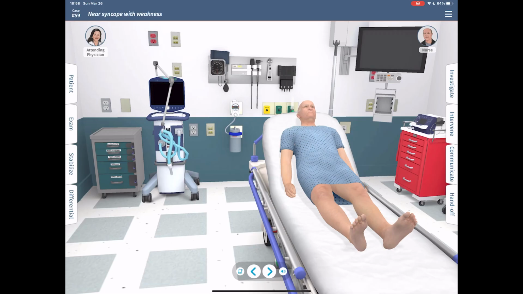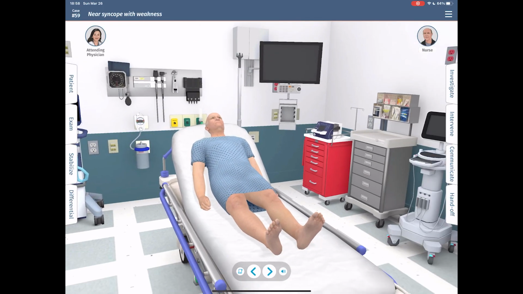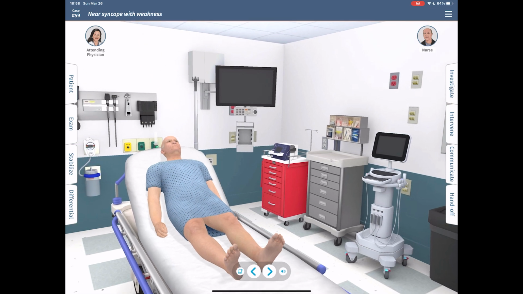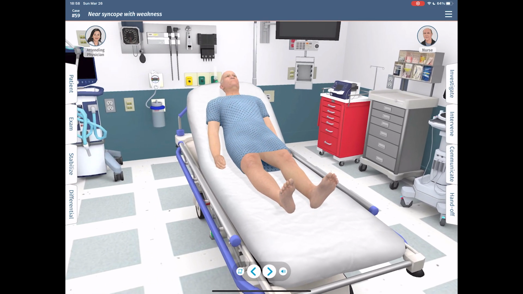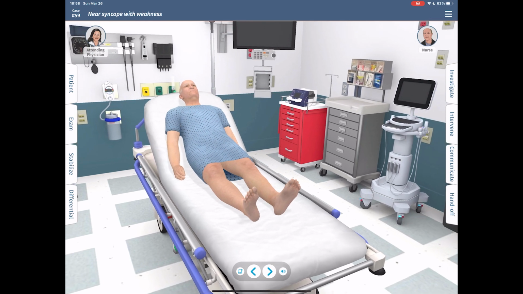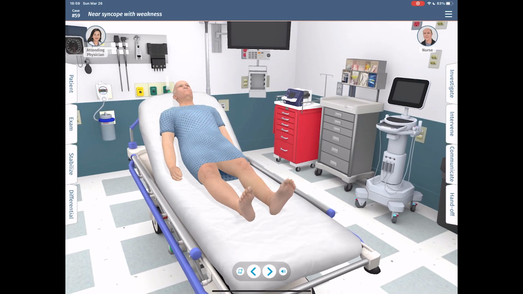But anyway, there's a patient. Touching the patient or tapping on them doesn't really do anything. Maybe in the future that'll be something they add, or maybe in different cases they've changed it. But there are 4 tabs on the left side and 4 tabs on the right-hand side, and those are how you navigate.